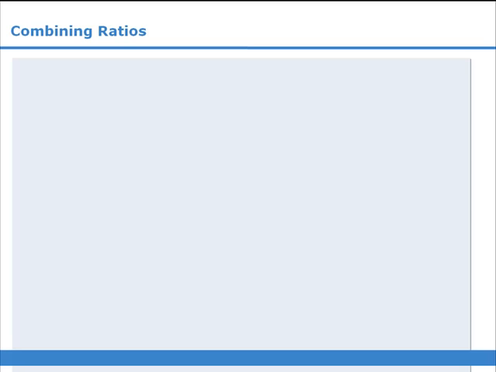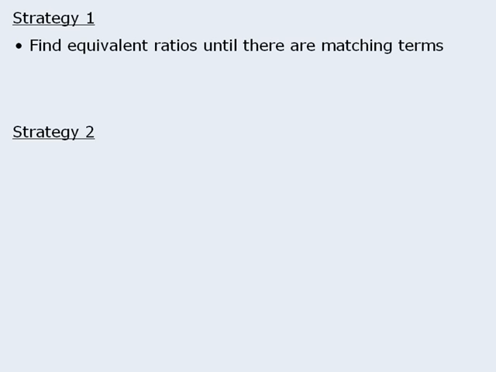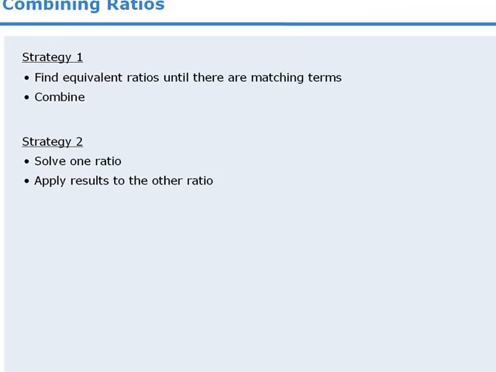Okay, let's summarize. In this lesson, we learned two different strategies for tackling questions where we are required to combine the information from two ratios. In the first strategy, we create equivalent ratios until the two ratios have matching terms, and then we combine the ratios. In the second strategy, we solve one ratio and then apply the results to the other ratio.